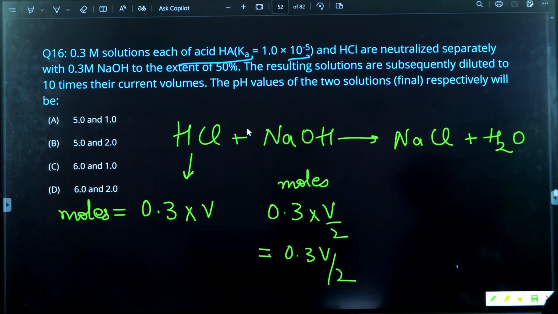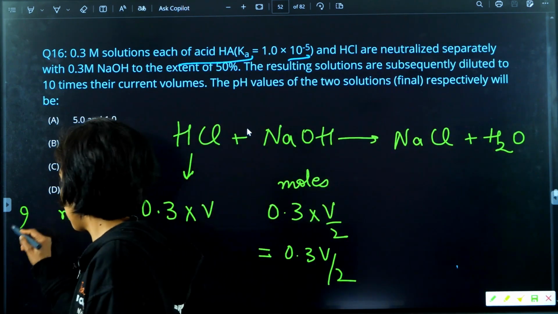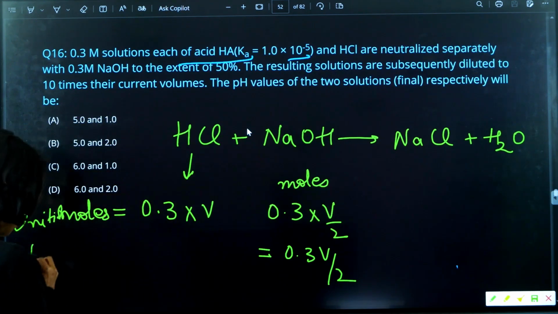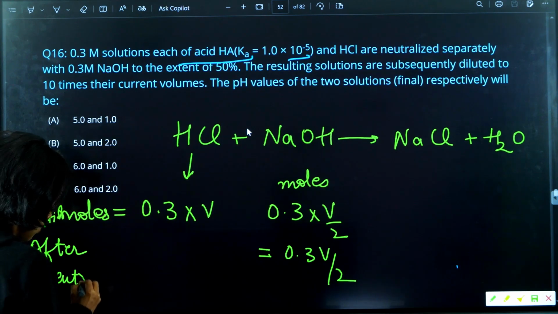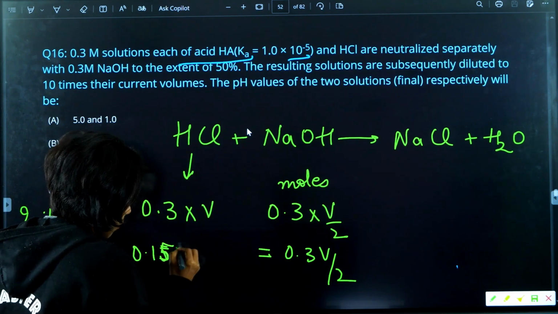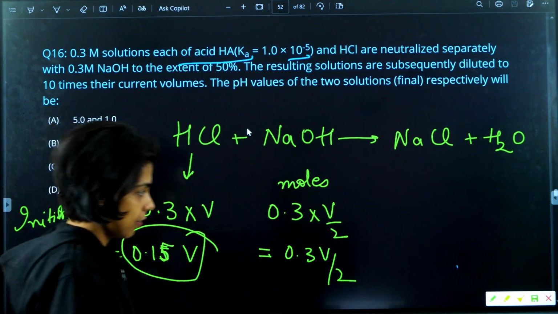Now how many moles of HCl are left after 50% neutralization? These are the initial moles, half neutralized. So after neutralization, how many moles are left in the solution? 0.15 V moles are left, right? Yes, these moles of HCl are left.